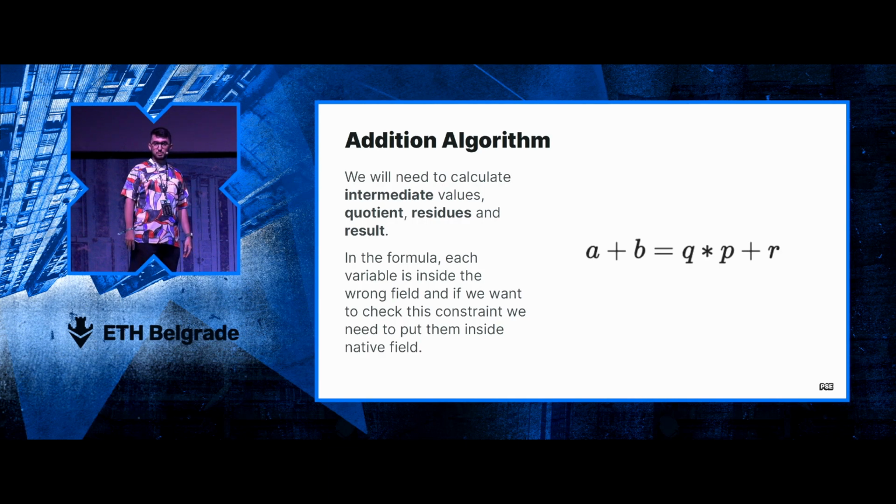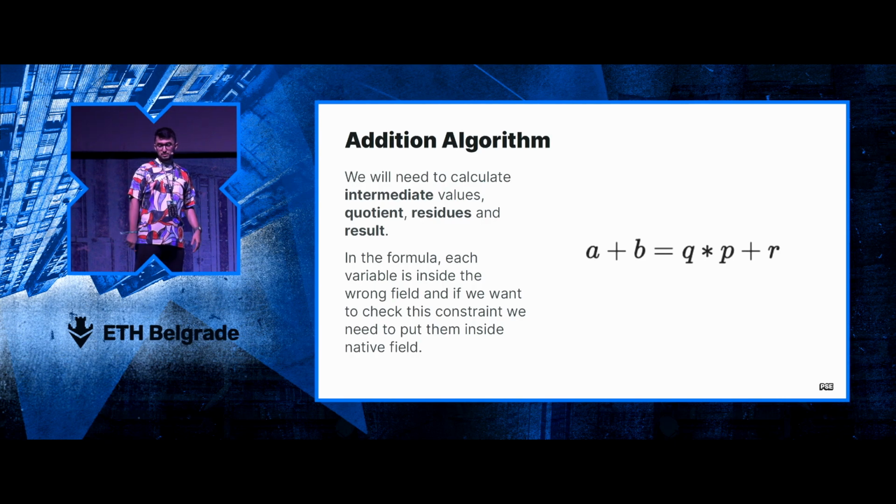R is our remainder or result, P is our modulus, and Q is the coefficient, how many times we wrap around our modulus. So in this way, this equation should be 0. If it's not, we can say that there is something wrong with this calculation. We need to calculate 4 different things to check this calculation.